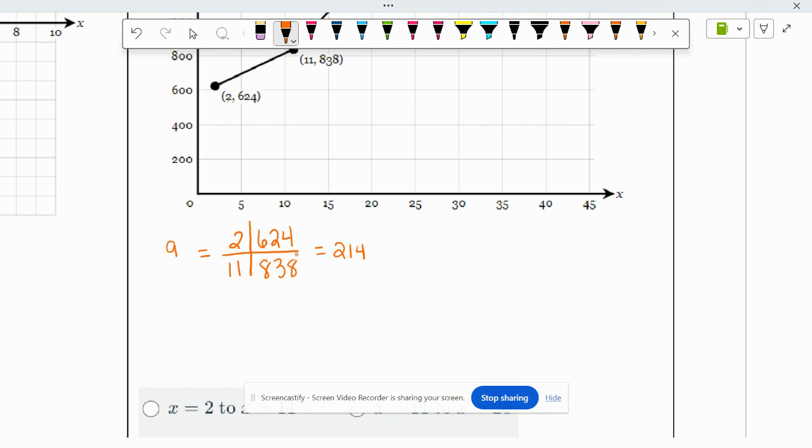9. Okay. So what is 214 divided by 9? 23.7. It doesn't terminate. It's like 0.7 repeating. Okay. Thank you. So this is when x equals 2 and x equals 11. That's my first interval.